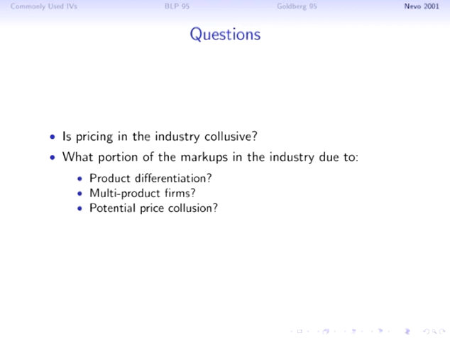So the question I went out to answer was, is the pricing in this industry really collusive? Another way of saying it is, the price-cost margins are high, we'll take that as given, but how much of this is due to product differentiation? If you don't eat cereal, you might think all cereals are alike, but people who eat cereal might disagree. So how much is coming from that? How much is coming from the fact that these are multi-product firms that have a portfolio of products and therefore take that into account in their pricing? And then how much of the rest is price collusion?